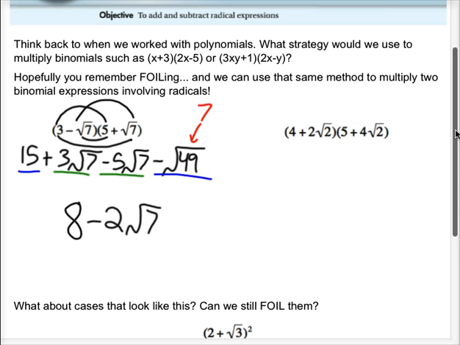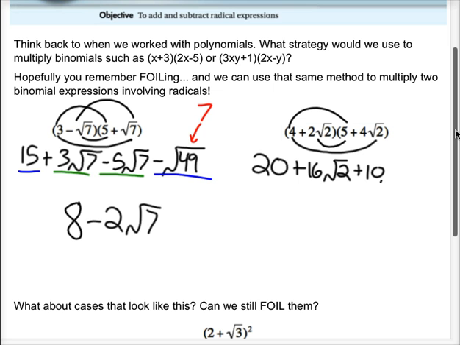So looking at our next example, let's FOIL this out. 4 times 5 is 20. 4 times 4 square roots of 2. So remember, multiply numbers on the outside, multiply numbers on the inside, but you don't blend. So 4 times 4 is 16, and then that doesn't impact our square root of 2. Then 2 square roots of 2 times 5. Again, multiply things on the outside, so 5 times 2 is 10, but that doesn't influence my square root of 2.